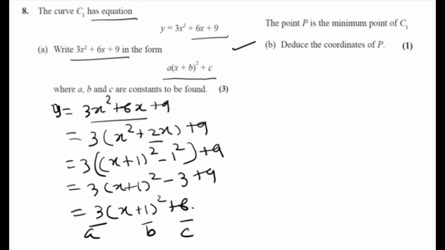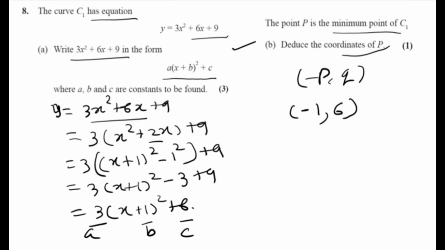Now the second part. The point P is the minimum point of C1. Deduce the coordinates of P. As we know, when we complete the square, our minimum point is (minus p, q). My p is 1, so I can write minus 1, and my q is 6. So this is my turning point for this function.